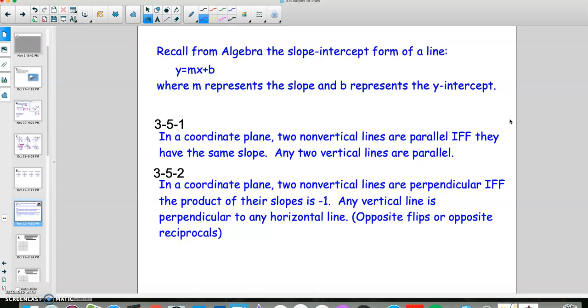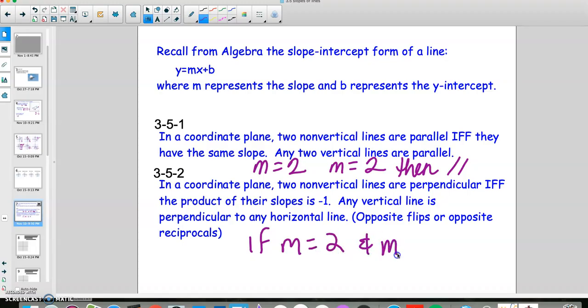Any two vertical lines are parallel. 3.5.2. In a coordinate plane, two non-vertical lines are perpendicular if the product of their slopes is -1. We talked about it last year as opposite flips or opposite reciprocals. So maybe if you want to put an example in here, if our slope is 2 and our slope is 2, then they're parallel. If our slope is 2 and our slope is negative 1/2, then they're perpendicular, because these are flips and opposite signs.